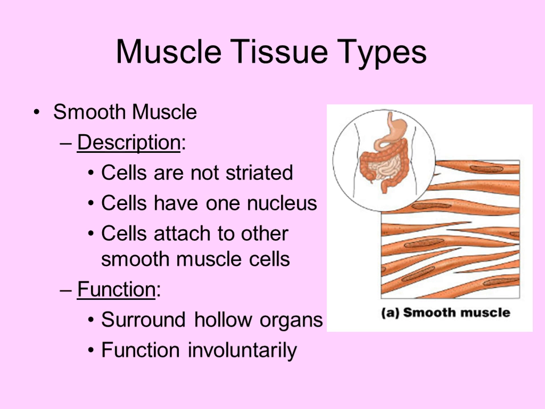The last type of muscle tissue is smooth muscle. Smooth muscle does not have those striations like in skeletal and cardiac muscles. It doesn't have the stripes. Like cardiac muscle, smooth muscle only has one nucleus per cell, and it's connected to other smooth muscle cells.